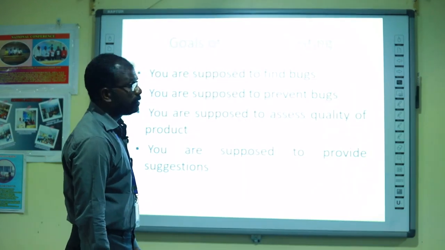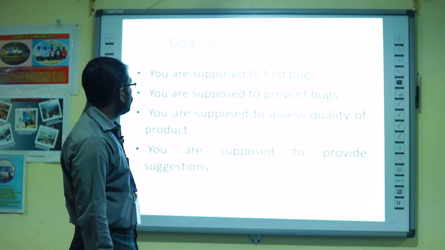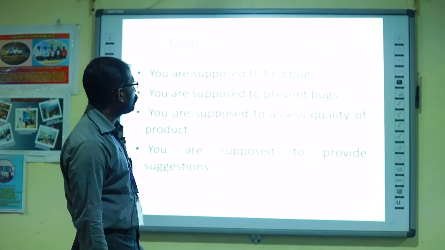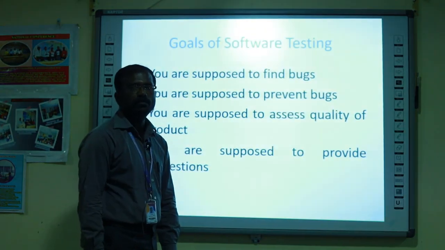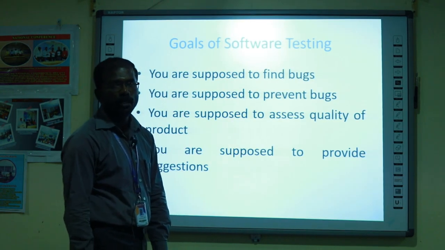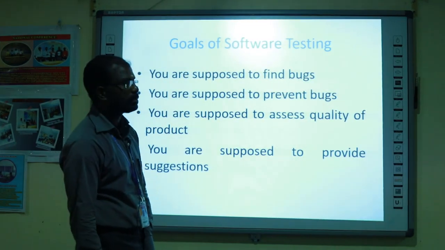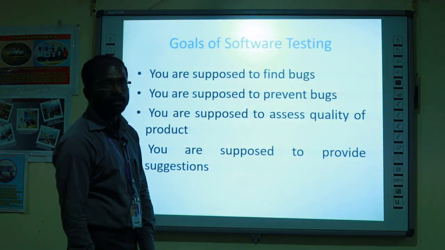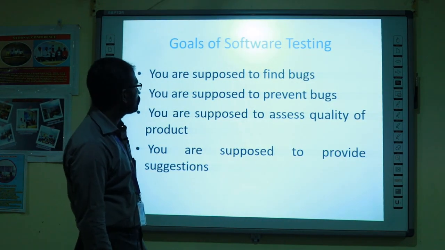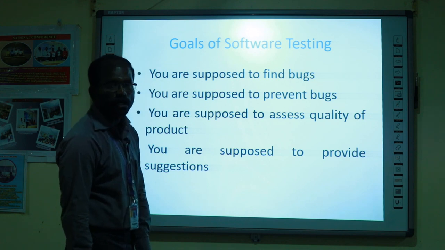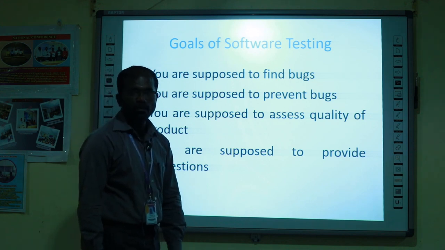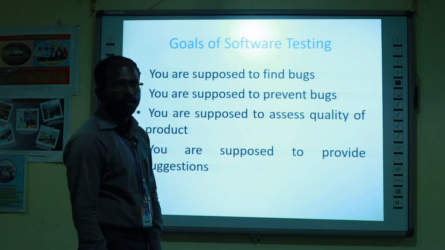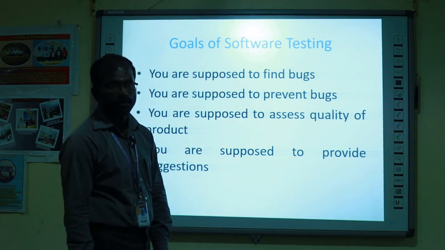These are the goals of software testing. First of all, you are supposed to find the bugs. It means we have to repeatedly test the software developed by the developer, and find the bugs or errors present in the software. Next, you are supposed to prevent bugs. After finding the bug, we have to give the report to the developer team. Then only they can prevent the bugs in the future.